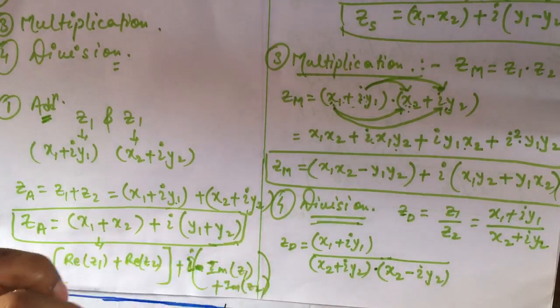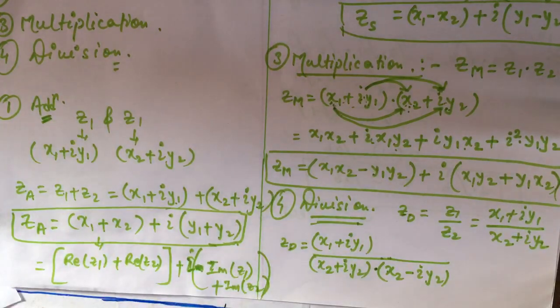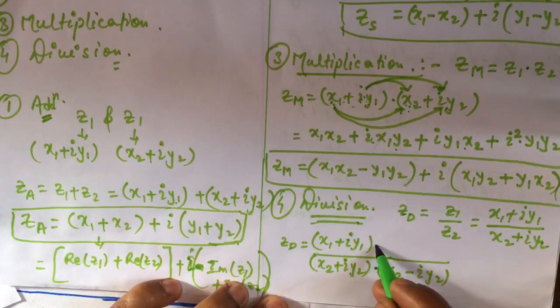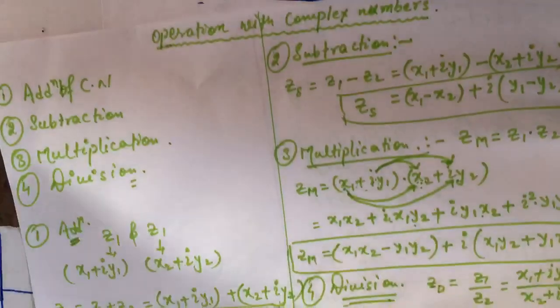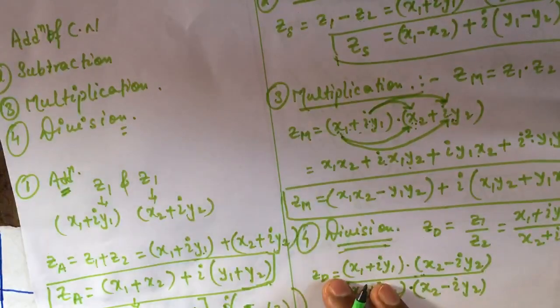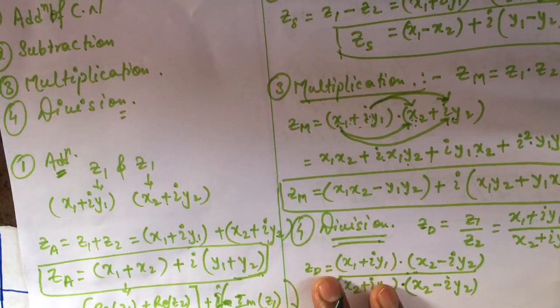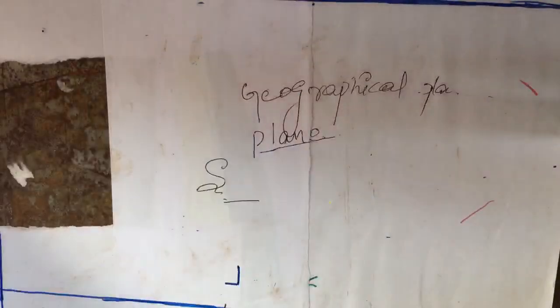So complex conjugate is what? Actually we only change the imaginary part sign and write the same complex number, just by changing the imaginary part sign. So we will multiply it in numerator and denominator both, so the denominator is multiplied and the numerator is again multiplied by x2 minus iy2. Now if we solve this, I will show you what we get.